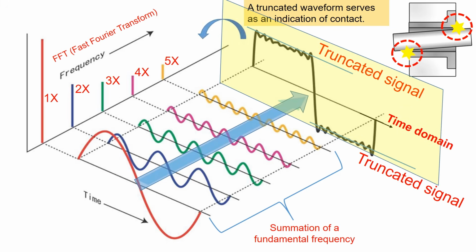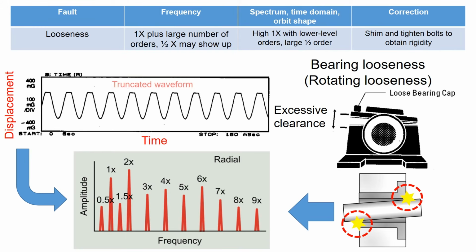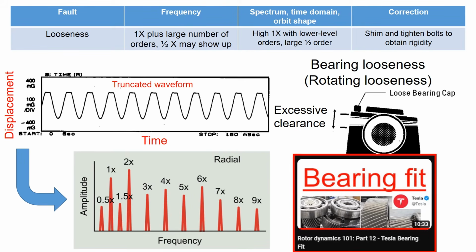By using FFT, the truncated signals in the time domain are translated as the harmonic frequencies in the frequency domain. The truncated waveform is represented by harmonics such as 1x, 2x, 3x, 4x, and so on. So returning to this slide, if your machine vibration measurements display multiple harmonics, 1x, 2x, 3x, and so on, in the frequency spectrum, it indicates the presence of the rattling motion within the machine. Additional information related to how to define the bearing fit can be found in the Part 12 video.